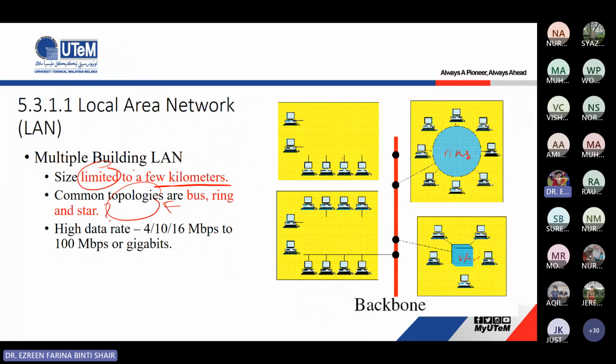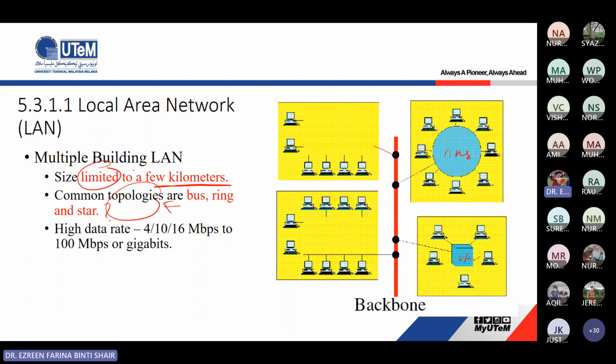So we have different connections from more than one building here, connected to a single backbone. All of these are connected to a single backbone. And for the multiple building LAN, the data rate is between 4 megabits per second to gigabits. So this is the local area network, LAN.